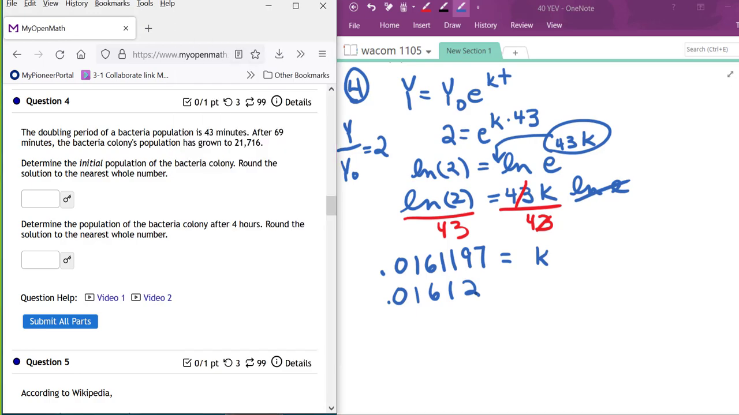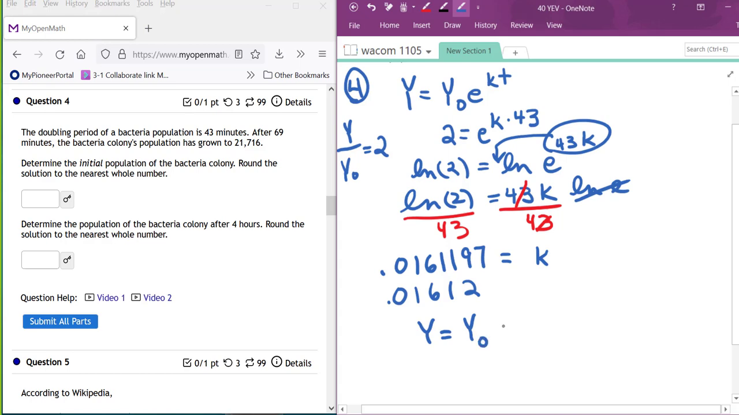So we will put our model in. Oh, they don't want our model. Okay, so our model is y equals y sub 0 e to the 0.01612 t. Right, and then we're going to use the second part up here.